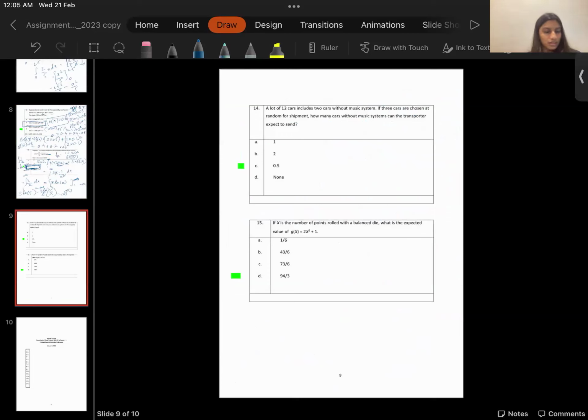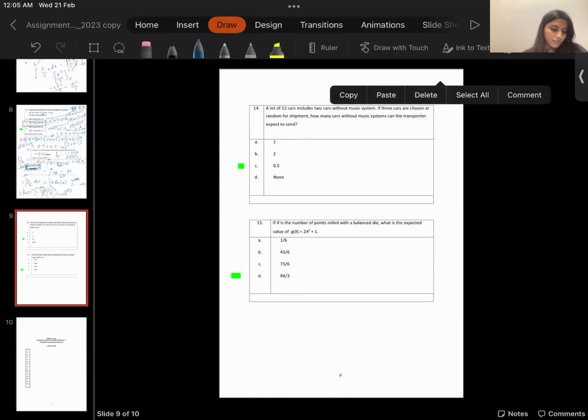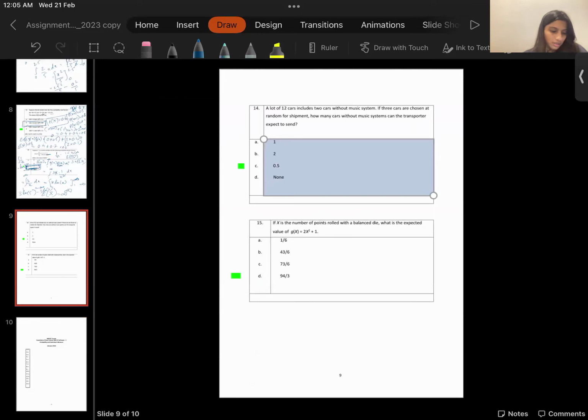And then the next question. A lot of 12 cars includes 2 cars without music system. If 3 cars are chosen at random for shipment, how many cars without music system can the transporter expect to send?